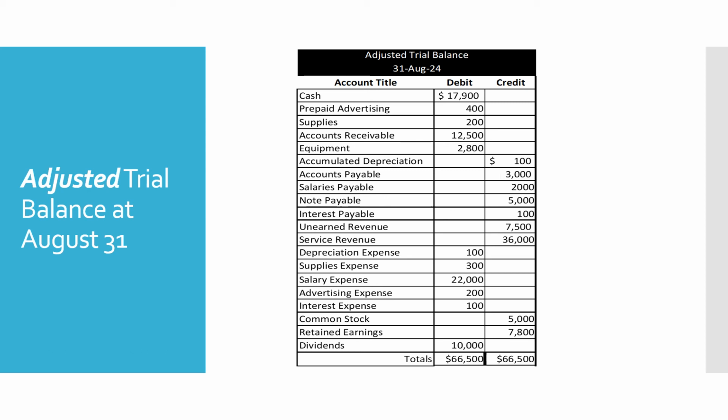So here is what that adjusted trial balance should look like when you complete it. So at this point, all of the accounts have balances, and our debits and credits do each total $66,500. So now we're ready to take those account balances and prepare financial statements.